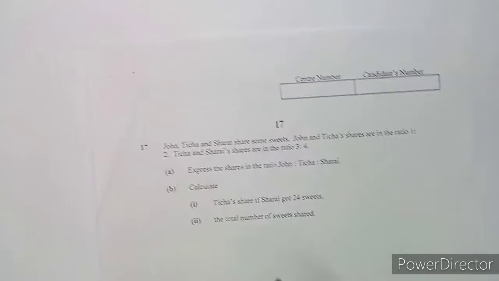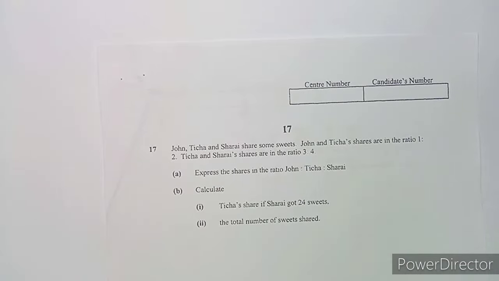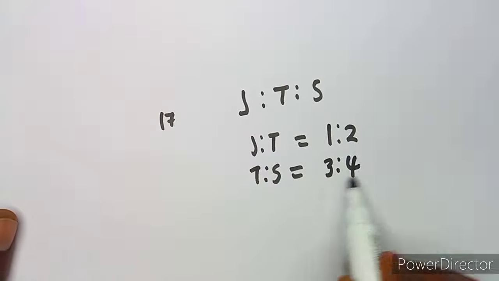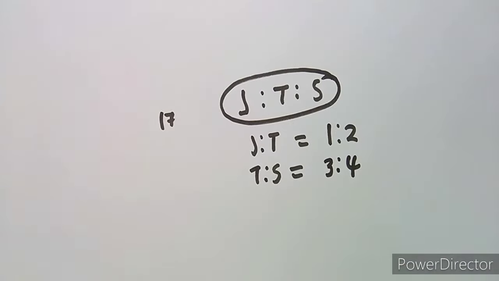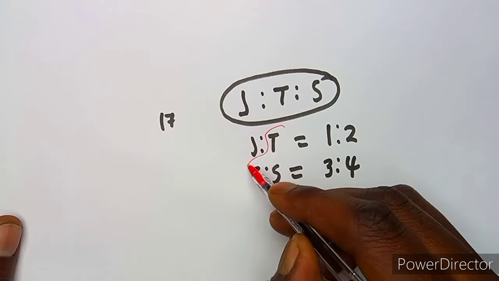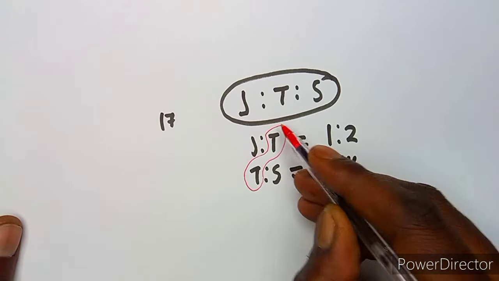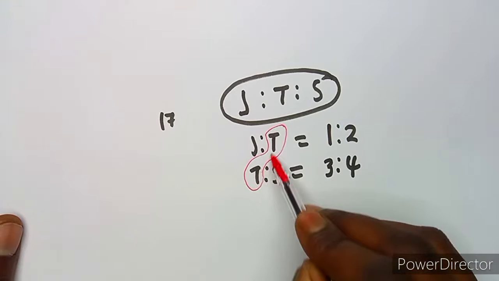But the question now wants us to express the shares in the ratio John as to teacher as to Sharai. That is, we must express this ratio in this format, combining them together as 3. So how are we going to do that? What is limiting us in this case are these two. This is T and T, which means this is supposed to give us the same value, guys. This is the same person, so this person must have the same value.